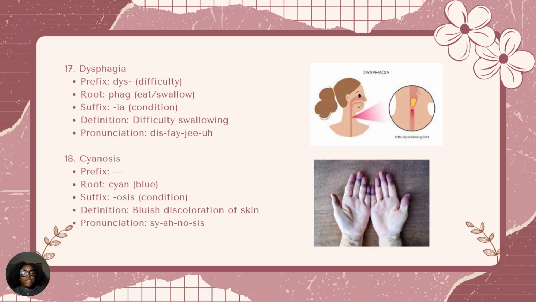Then we have dysphagia, which means difficulty swallowing. The prefix is dys, meaning difficulty. The root word is phage, meaning eat or swallow, and the suffix is ia, meaning condition. We have cyanosis next, which is the bluish discoloration of skin, and the root word is cyan, meaning blue, and the suffix is osis.